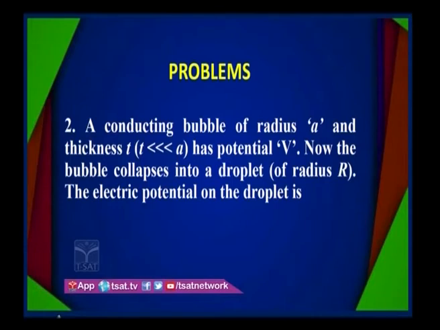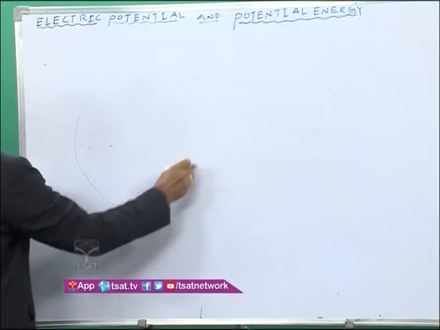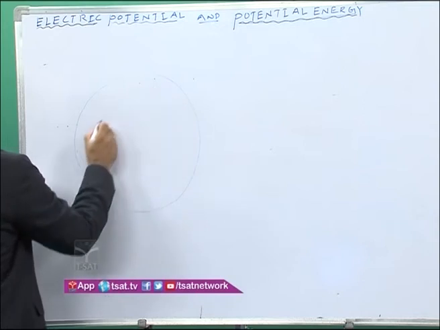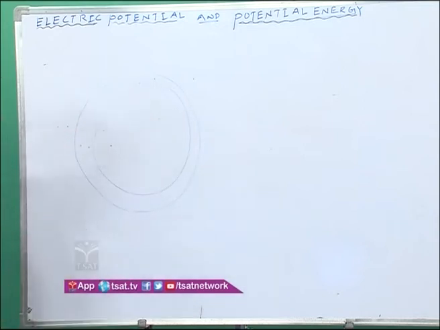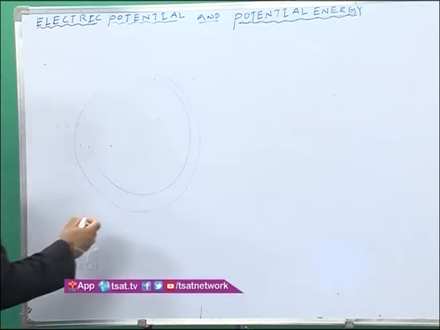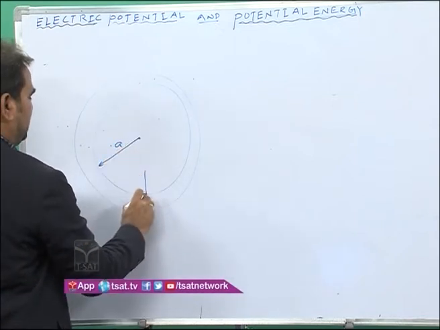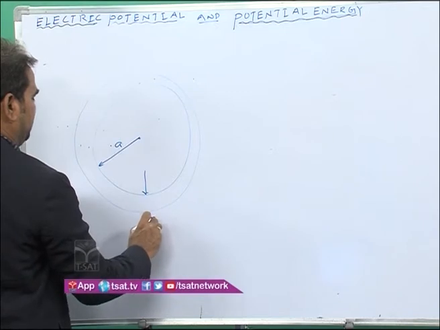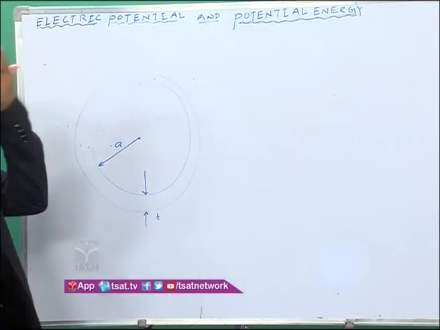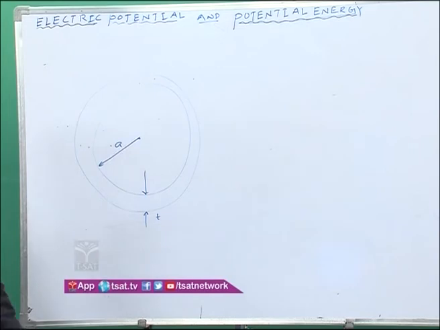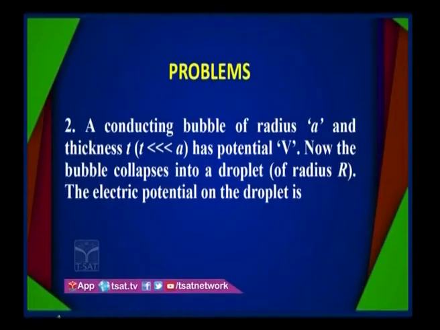a conducting bubble of radius a and thickness t was given here. Consider a bubble, this is nothing but a bubble, it has radius a, and the thickness of the bubble is nothing but t, as given, and it has a positive potential V. Now, the bubble collapses into a droplet of radius R.